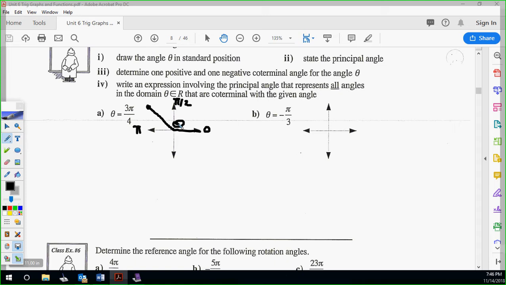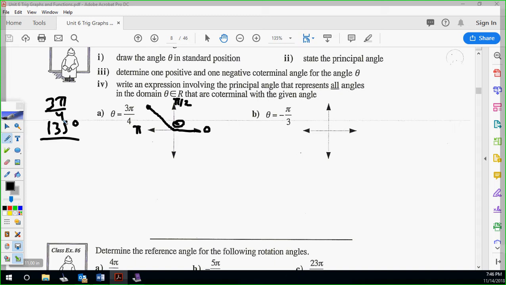State the principal angle. So we're going to state the principal angle for this one. I think the principal angle is 3 pi over 4 because we're staying in radians, but just in case they want degrees, that's going to be 135 degrees if you want to know. But 3 pi over 4 is the radian measure. Okay, but I'd just like to show you the comparison.